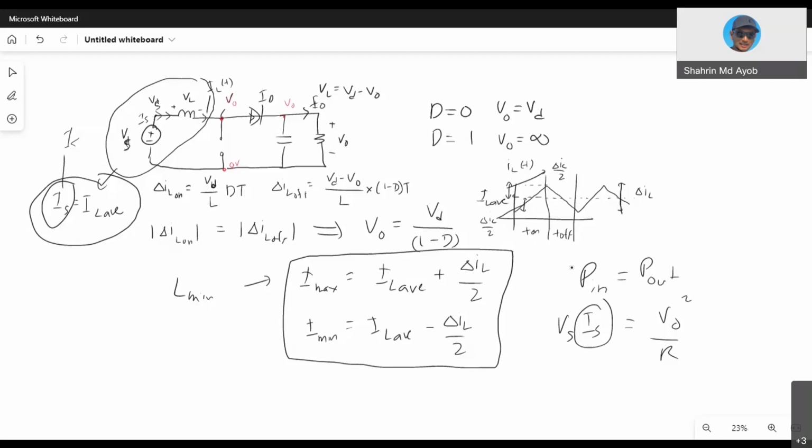When you want to see the ripple factor equation, what we usually need is to go to the capacitor current waveform. Like the buck converter, it's the same, the capacitor current waveform. So what is your capacitor current waveform? That is the problem you need to figure out.